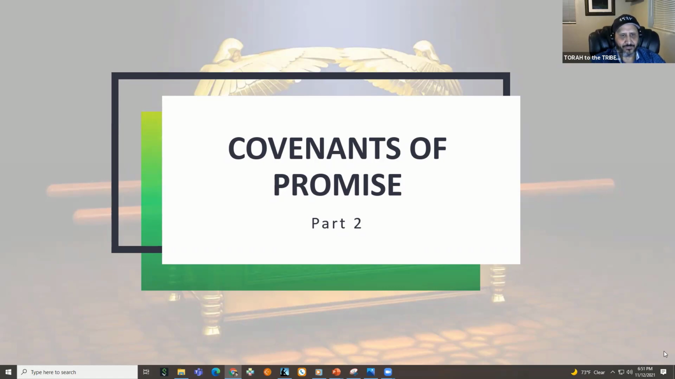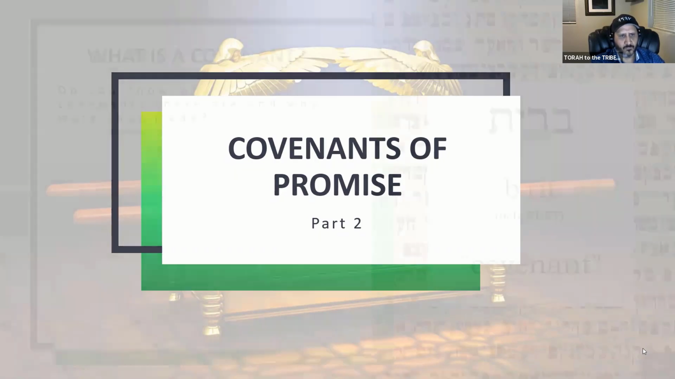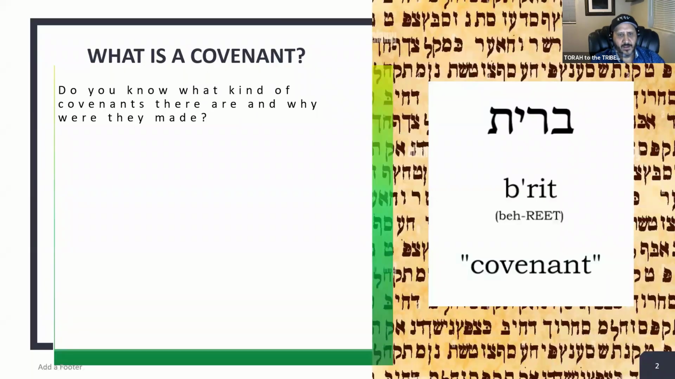Okay. And we will also go over in more depth the different covenants we'll find from the beginning until the Exodus. Okay. Now, what is a covenant? Do you know what kind of covenants there are and why they were made? That's a good question, right? Now, let us first begin with what defines what a covenant is.